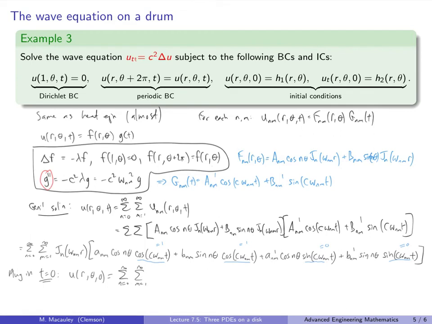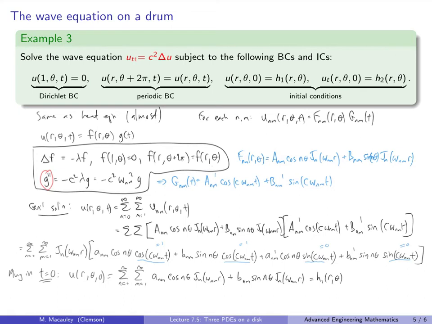so we have a simple Fourier-Bessel series. We have anm times cosine of n theta times Jn of omega nm r, plus this term, bnm times sine of n theta times Jn of omega nm r. And we have to set this equal to h1 of r and theta.